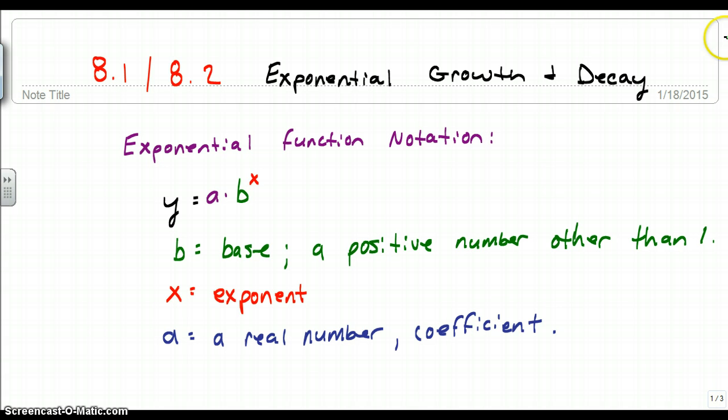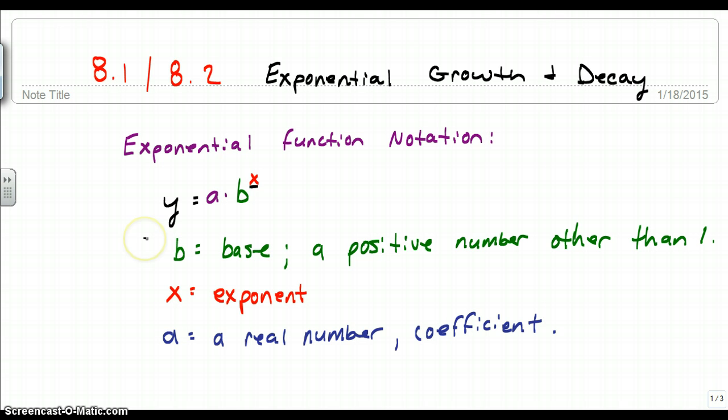So here we are with exponential function notation. It looks a little bit different: y equals a times b to the x. We're used to the x being a base, or a number that is not a power. In this case, the x is the power. So in this case, the x is the exponent. That's the difference between exponential functions.